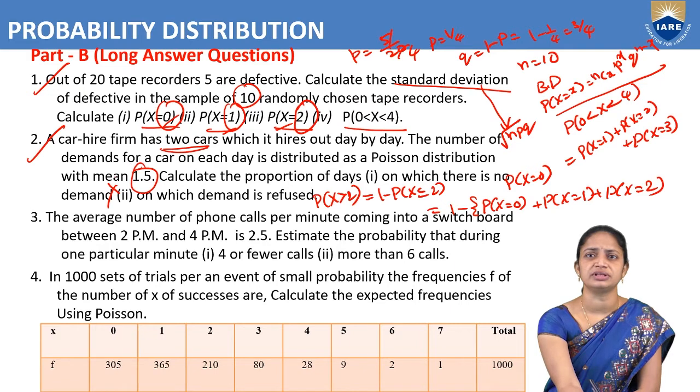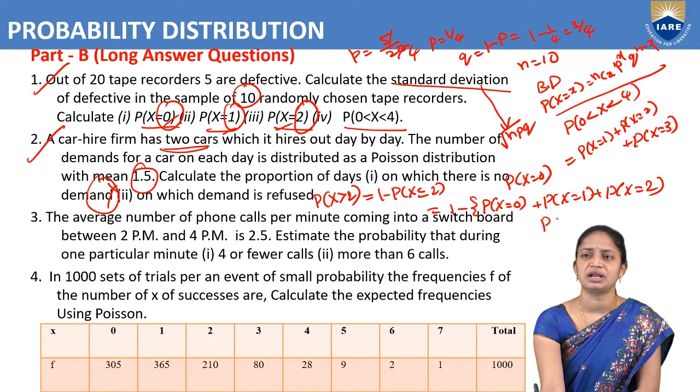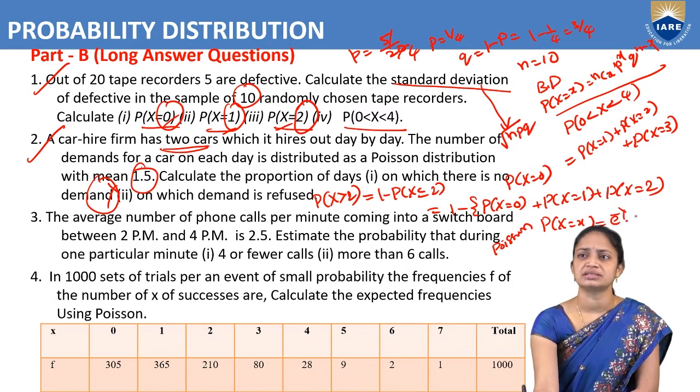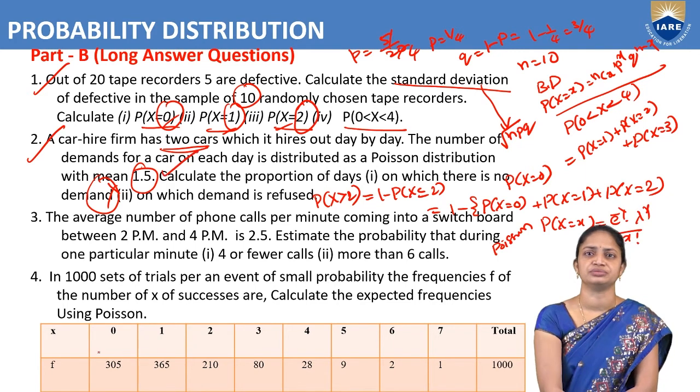So here they have given that lambda value. Now we have to use the Poisson distribution formula, that is P of x equal to x. The Poisson formula here I am using is e power minus lambda, lambda power x by x factorial, because here they have given that lambda value.